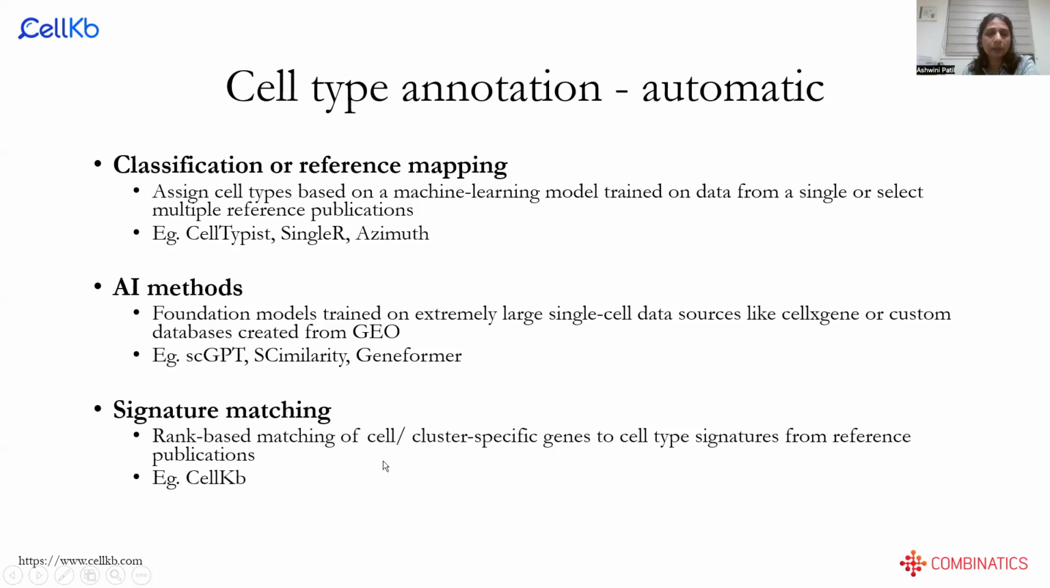This is a rank-based matching method where you compare cell-specific or cluster-specific genes to cell type signatures from reference publications. So it's actually very fast and it doesn't require a lot of computational power. The only thing it needs is a really good reference database because you want to have a comprehensive set of cell type signatures that you will compare your cells or clusters to. So that is what we have done in CellKb.